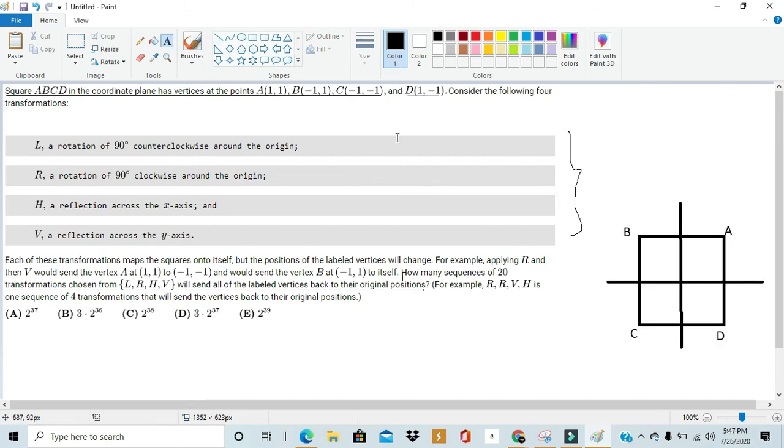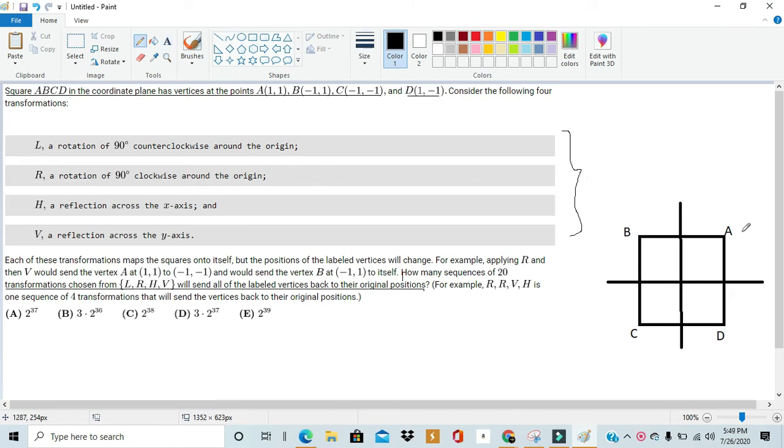So here we have it. Square ABCD, and we see that A is located around where (1, 1) would be. B is located where (-1, 1) would be. C is located where (-1, -1) would be. And D is located where (1, -1) would be. So we've got an idea where A, B, C, and D would be.